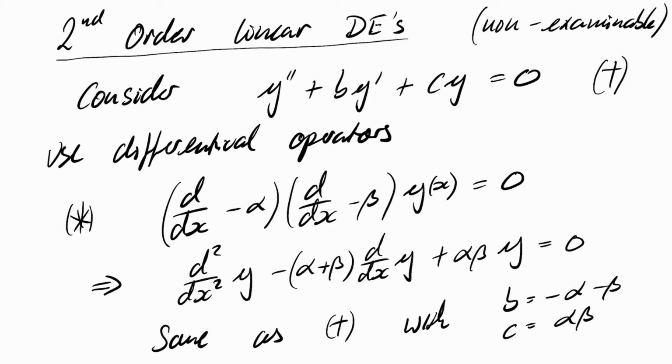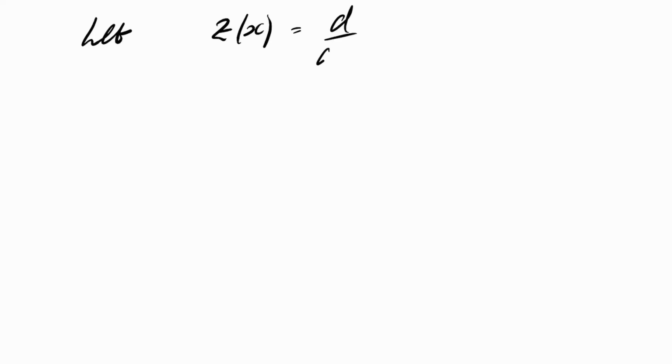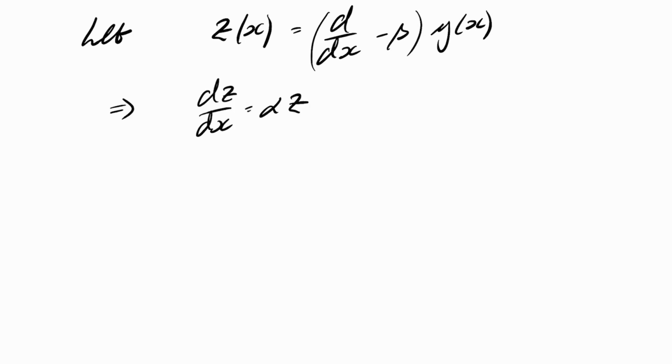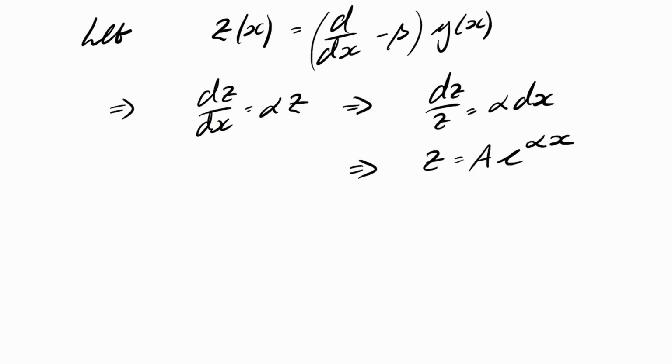Now the question is, can we integrate the equation in this form? Let's let z of x be an auxiliary function, which is d/dx minus beta acting on the function y. That means dz/dx is alpha times z. We can integrate this using separation of variables. So z is equal to a constant A times e to the alpha x. A is a constant of integration, indicating that I've done one integration on the differential equation.